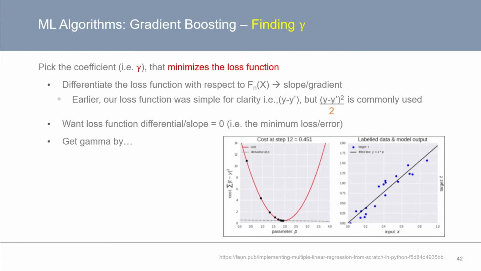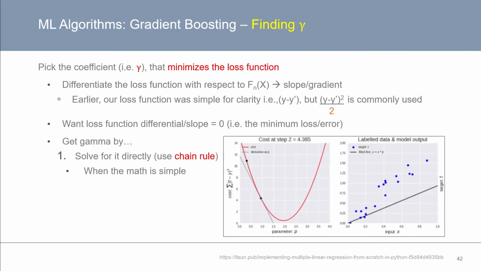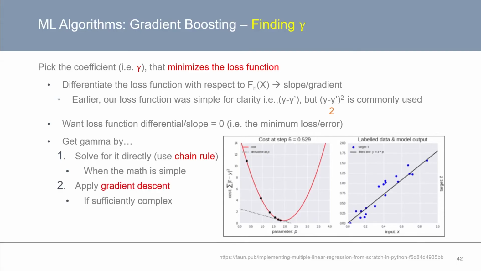So ultimately, we can get this gamma parameter value, represented in these figures as parameter p, either by solving directly for gamma with our differential equation equal to 0 using our calculus chain rule, and this makes the most sense when the math is simpler. Or alternatively, we can apply something called gradient descent, in particular if the math is more complex, which commonly happens especially when the number of parameters needing to be optimized simultaneously is larger.